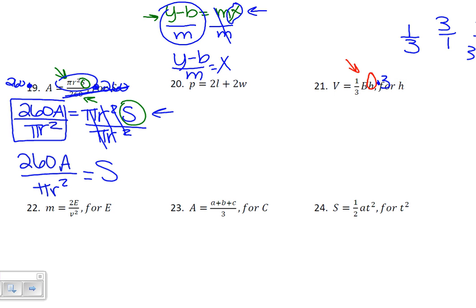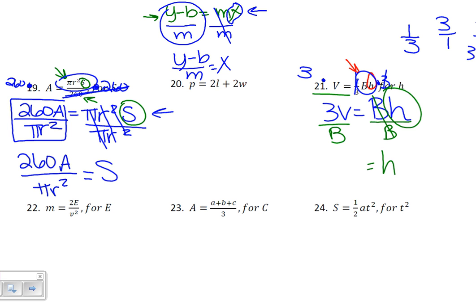So I'm going to say times 3 times 3. My 1/3 and my 3 will cancel out. So 3 times v is 3v. And on this side I have left over bh. So I'm circling what I'm solving for, which is h, and I'm going to undo what they did. They multiplied by b, so we're going to divide by b. So h equals, again, I don't know what this is. We're going to leave it.